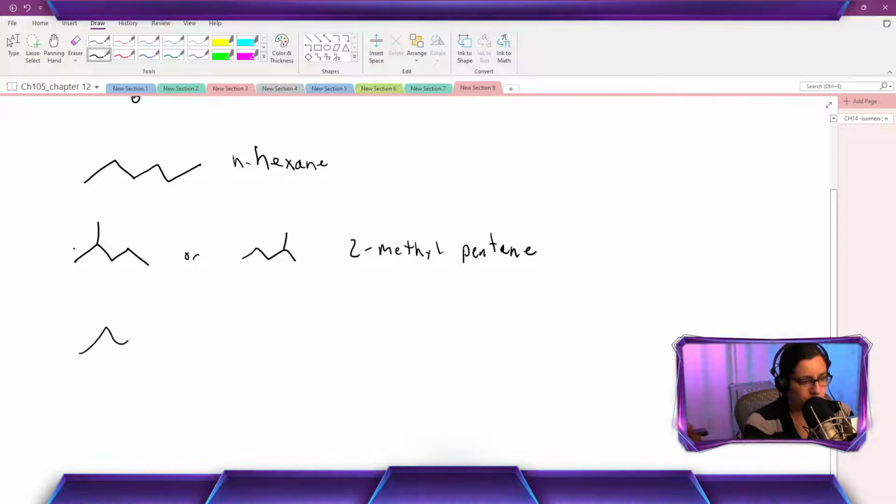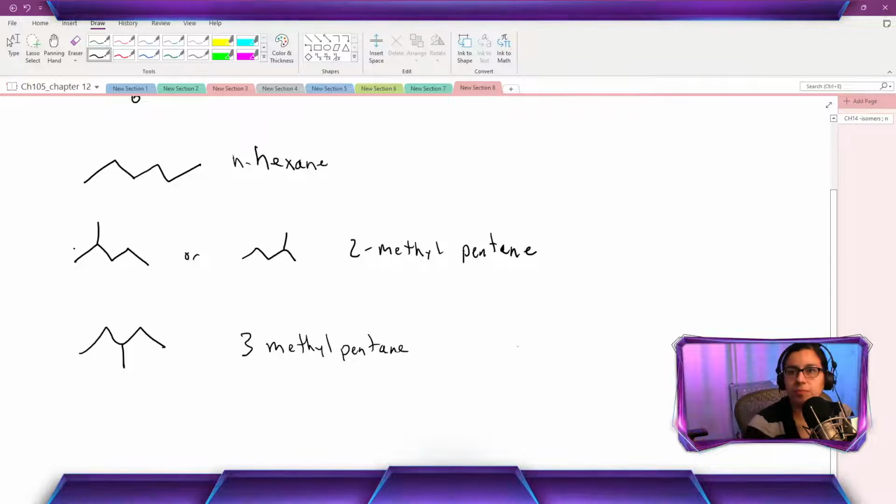So then you could put it in the third position, right? So that's 1, 2, 3. It's the same thing. So this would give you 3-methylpentane as well. Ah, yes, exactly. Wasn't sure if you were still there.